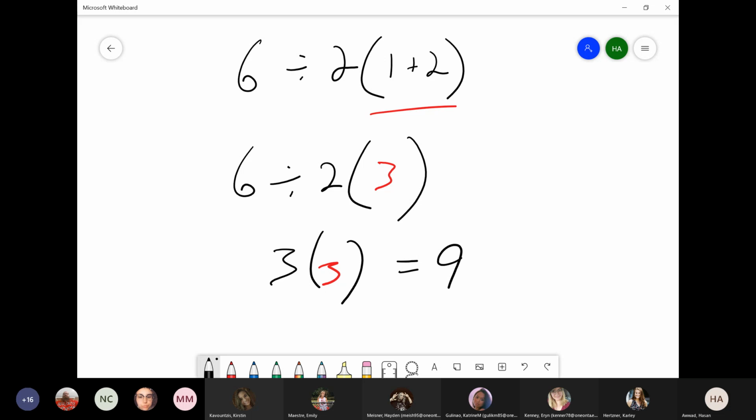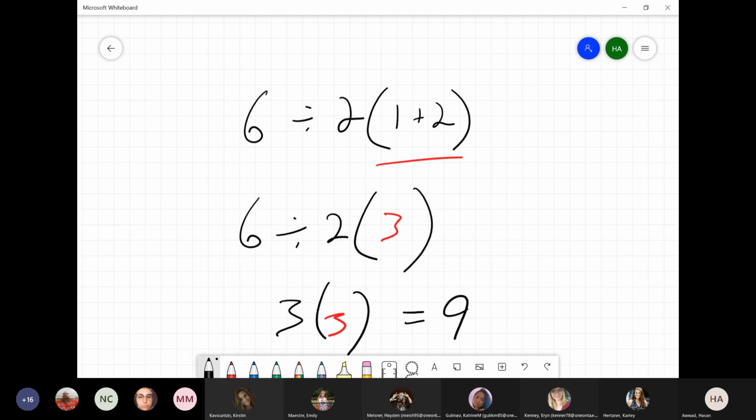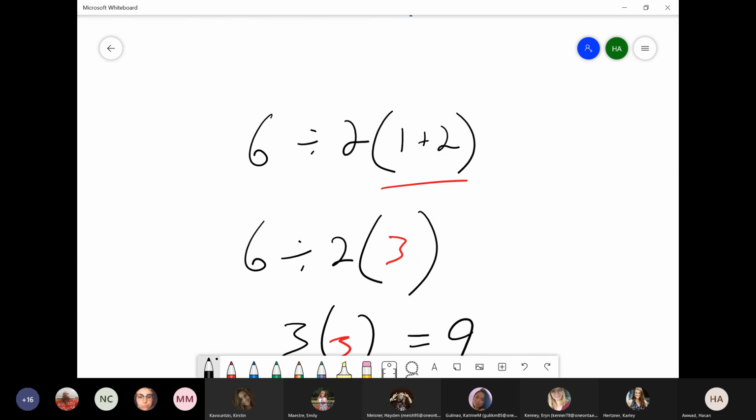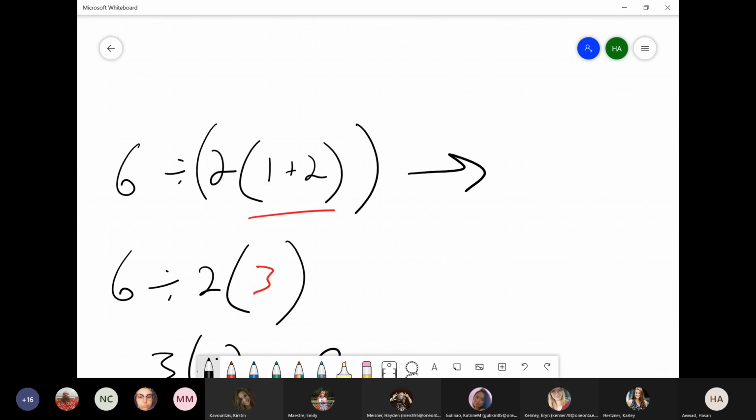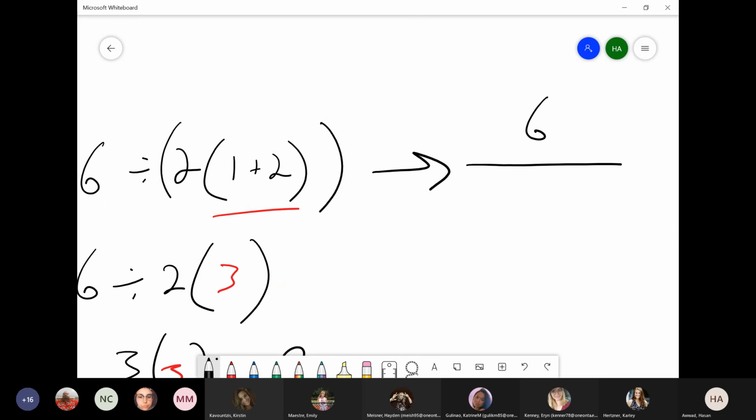The reason that this is purposely ambiguous, and why you will always see a comment war on Facebook whenever one of these pops up on your timeline, is because a lot of people treat 6 divided by this expression here as parentheses. And if you add those parentheses, it would look like 6 all over 2 times 1 plus 2, right?